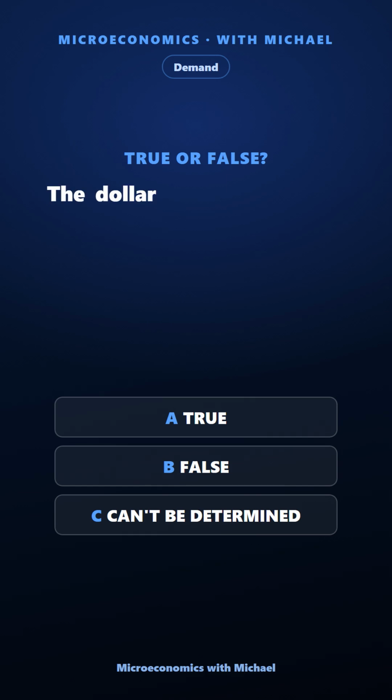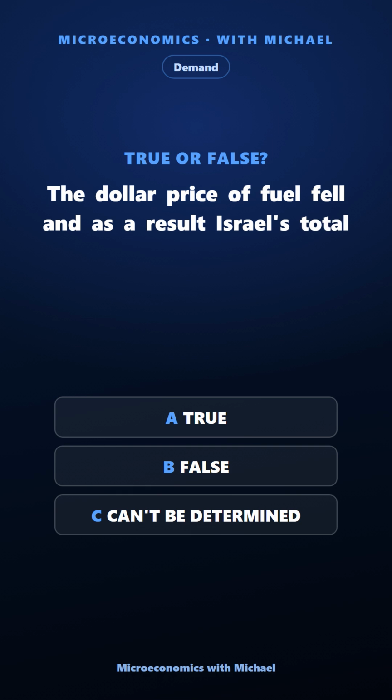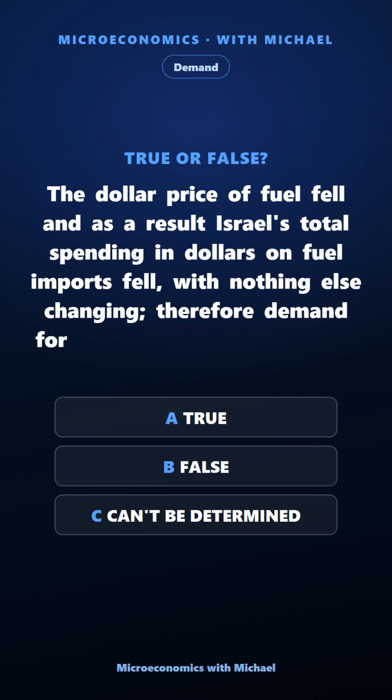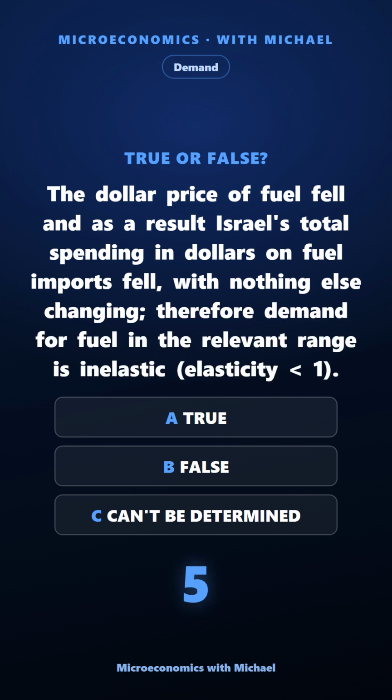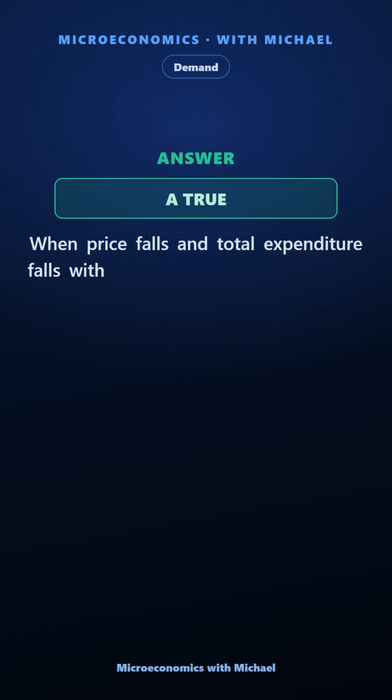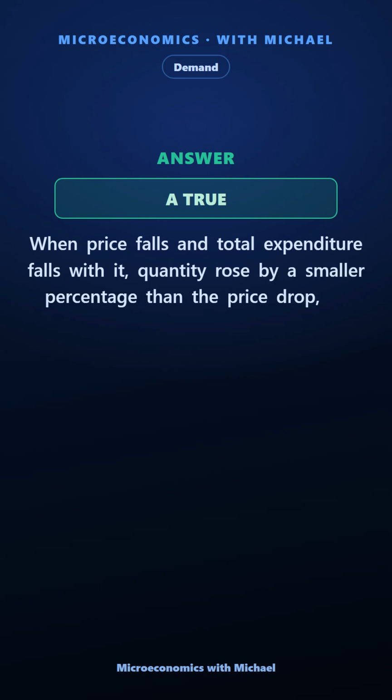The dollar price of fuel fell, and as a result Israel's total spending in dollars on fuel imports fell, with nothing else changing. Therefore demand for fuel in the relevant range is inelastic. Elasticity 1. True, false, or can't be determined. The answer is true. When price falls and total expenditure falls with it, quantity rose by a smaller percentage than the price drop, so demand is inelastic.